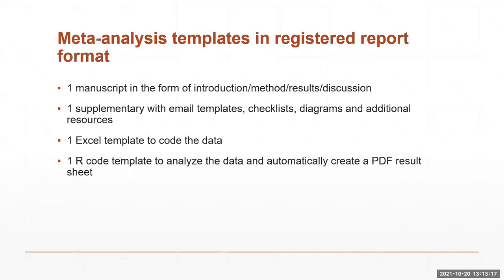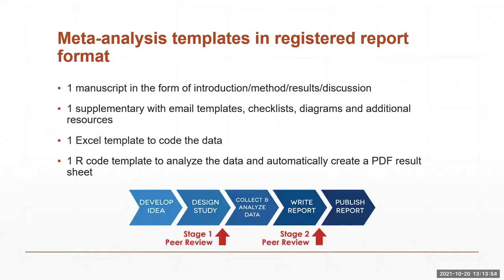So our templates are in the format of one manuscript, one supplementary, one Excel file, and one R code. In the manuscript, it's in the format of introduction, method, result, and discussion. The supplementary has templates for email, checklists, diagrams, and additional resources. The Excel template is where we can directly enter the data, and the R code provides a PDF output based on the Excel file. And so you just have to copy paste the outputs to the result section. It's very easy to use. And I made some screenshots after, a bit about registered reports.